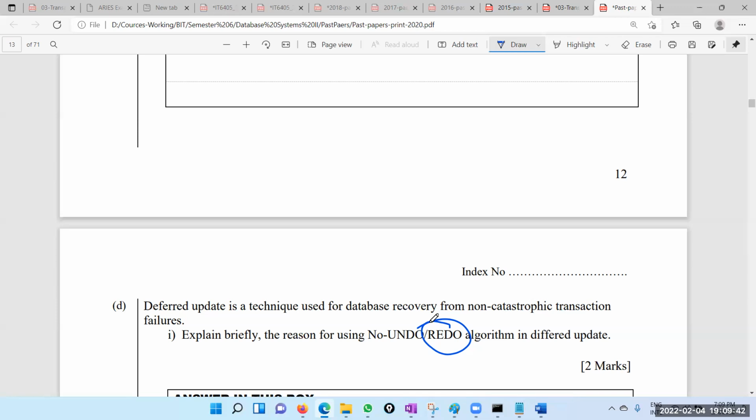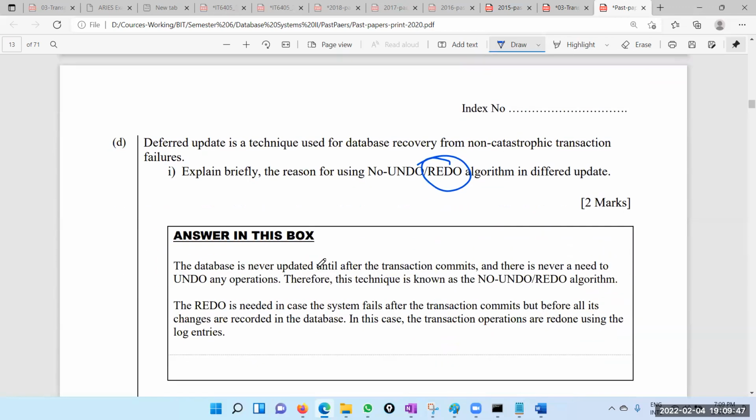No stealing. Okay. Likewise, you have to explain it. The database is never updated until after the transaction commits, and there is never a need to undo any operations. You can see, there is no steal. There are no steal activities. We never update until the transaction is committed. So that means we are not going for steal. So deferred update means no steal deferred update. Otherwise, it would say steal and deferred update.